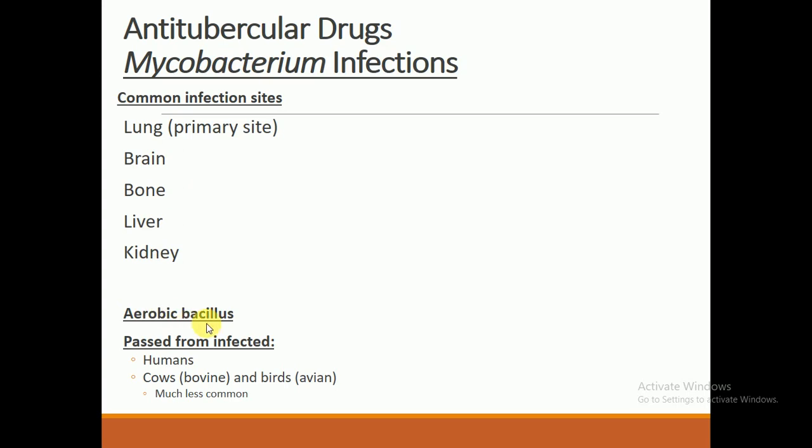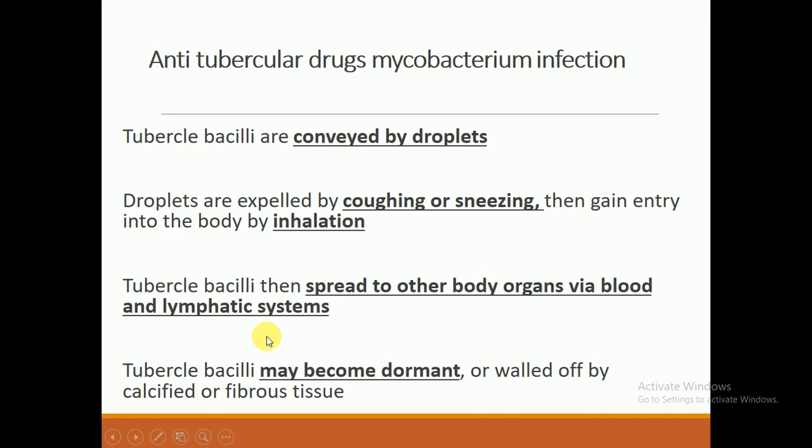Now let's see here, aerobic bacillus. Aerobic bacilli come from infected humans, and from cows, bovine, and birds, avian, which are much less common. Anti-tubercular drugs, mycobacterium infection, tubercle bacilli are conveyed by droplets. This is the main mode of transmission.